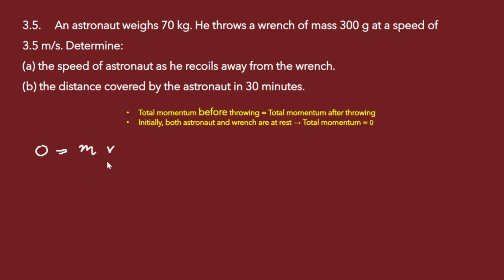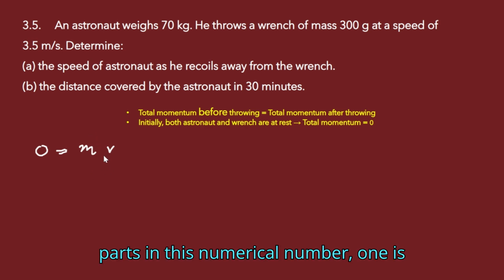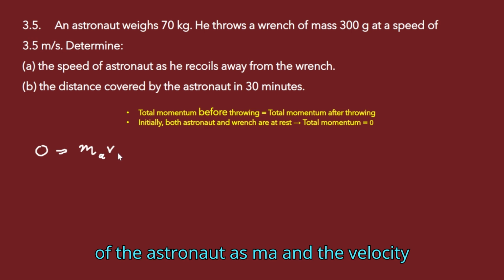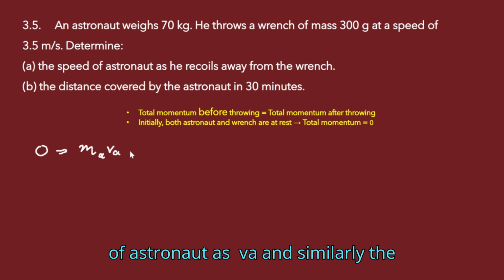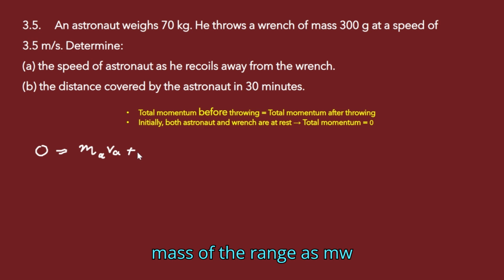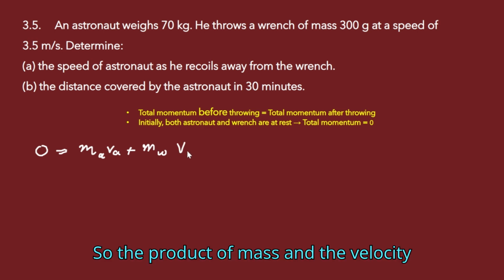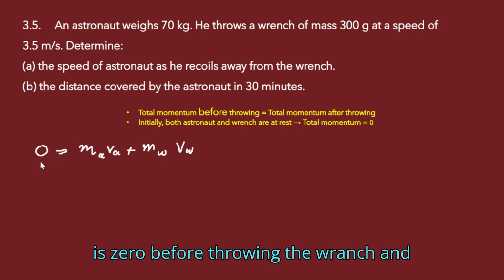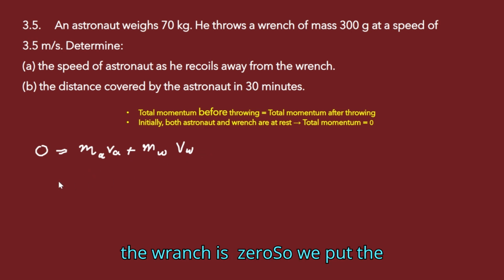Since there are two parts in this numerical, number one is the astronaut. So I will write the mass of the astronaut as ma and the velocity of the astronaut as va. And similarly, the mass of the wrench as mw and the velocity of the wrench as vw. So the product of mass and velocity is momentum. The total momentum is zero before throwing the wrench, and the total momentum after throwing the wrench is this one. So we put the values here.